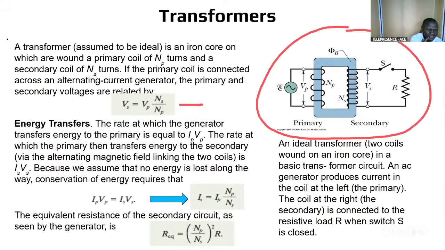So the conservation of energy is given as: I P V P is equal to I S V S. If you want to find the current in the secondary loop, we have I S equal to I P multiplied by N P over N S. And if we want to find the equivalent resistance, it is given by this equation: R eq is equal to N P over N S squared times R.